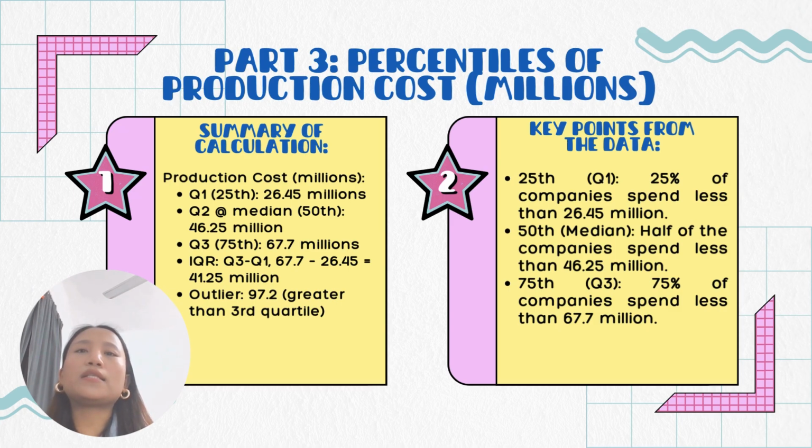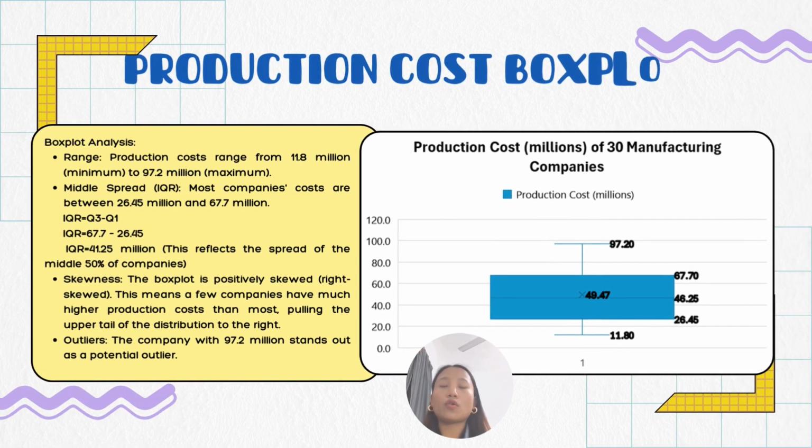So since 97.2 million, which is a value in our sample, is greater than the third quartile, it is considered an outlier. So here we have found that 97.2 is an outlier. After calculating the percentile for production cost, we constructed the box plot for production cost, and from our analysis, we have found that the data is positively skewed with a long upper tail.